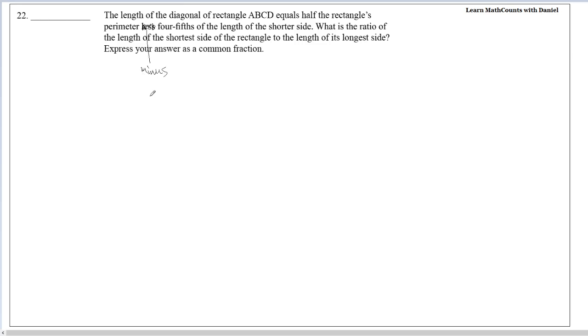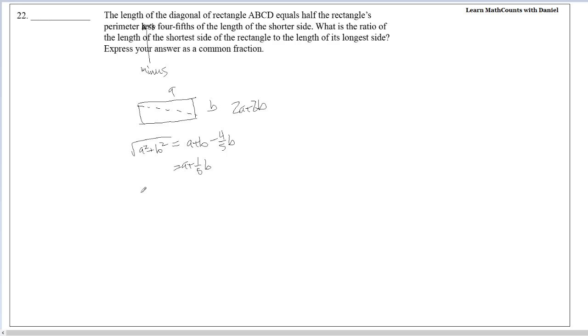So let's call the two sides A and B. As with all rectangles, we have two different side lengths. So we see that the length of the diagonal, which is root a squared plus b squared, just a general rule for rectangles, equals half the rectangle's perimeter. The perimeter of the rectangle will be 2a plus 2b, so half the perimeter is a plus b, minus 4/5 of the length of the shortest side, which I guess here is b. So minus 4/5 b, which equals a plus 1/5 b.